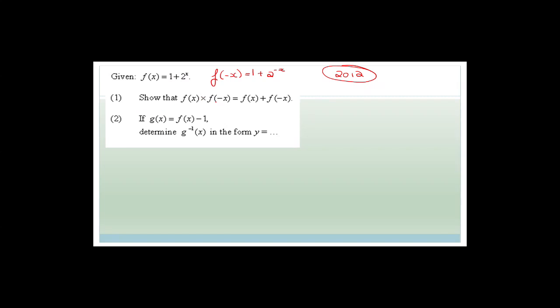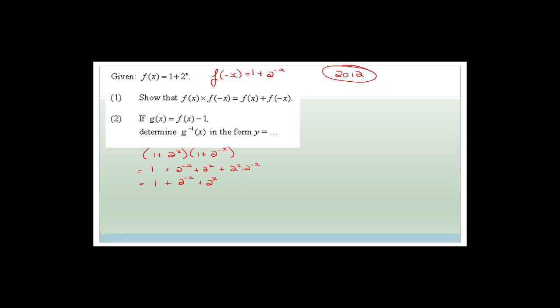So we've got f of x multiplied by f of negative x, which would be 1 plus 2 to the x multiplied by 1 plus 2 to the negative x. Okay, so let's use basic FOIL. It's going to be 1 times 1 is 1, plus 1 times 2 to the negative x is 2 to the negative x, plus 2 to the x times 1 is 2 to the x, plus 2 to the x multiplied by 2 to the negative x. Okay, so do you agree this becomes 1 plus 2 to the negative x plus 2 to the x?